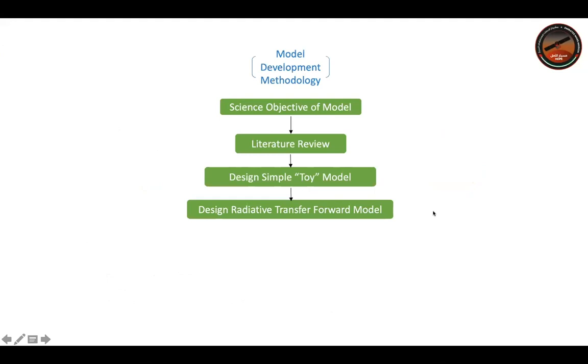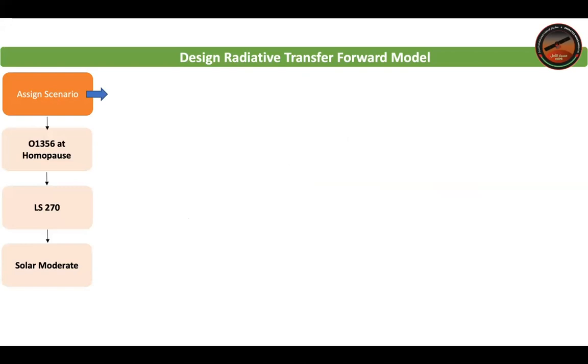So after we were quite confident and happy with the toy model as an introduction, we decided to move on and build our radiative transfer and forward model, which has taken a lot from the toy model, but was much more complex and advanced. So this is just an example of the kind of scenario we can choose. However, we can choose different scenarios as well, which make this model unique.